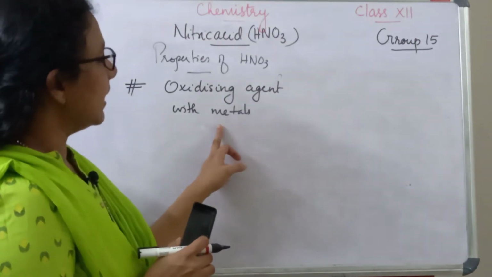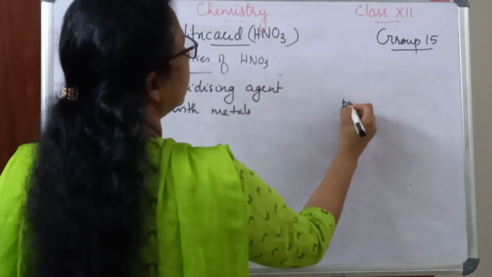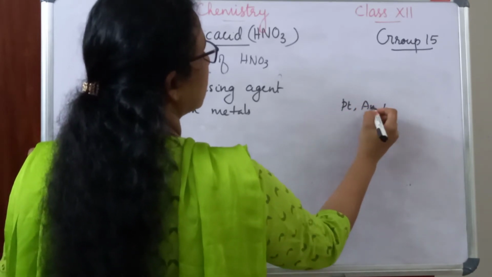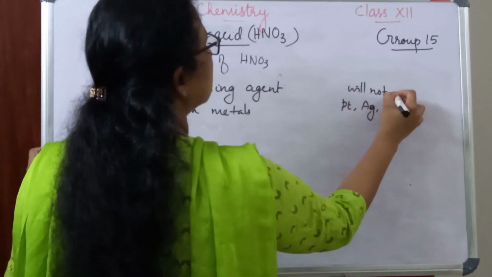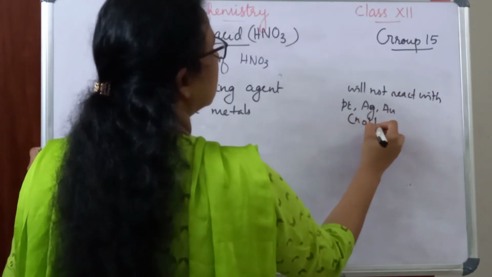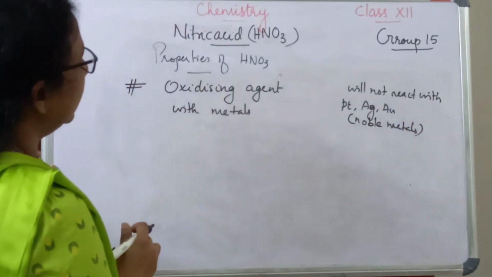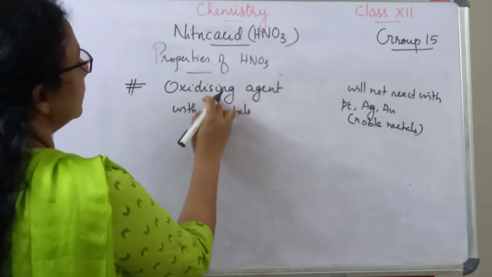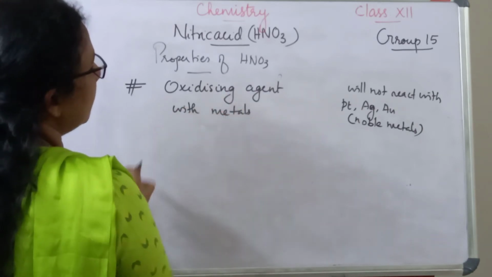Actually, this nitric acid will not react with some noble metals like platinum, silver or gold. So it will not react with these noble metals, but it reacts with some other metals and shows the property of oxidation or oxidizing property. HNO3 is actually an oxidizing agent. That property can be shown with some metals.